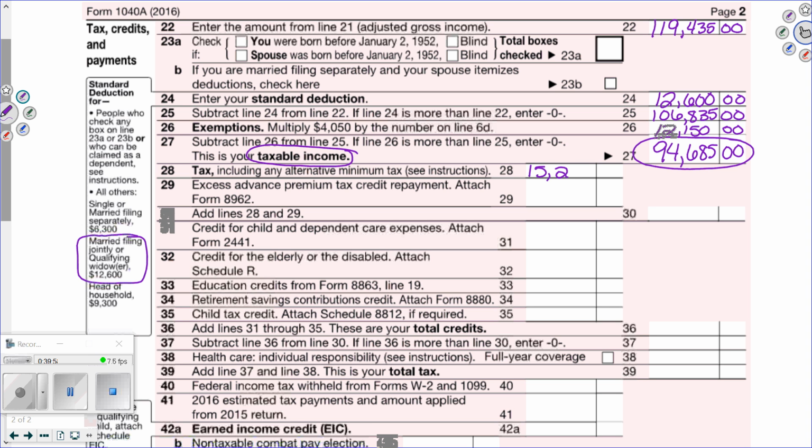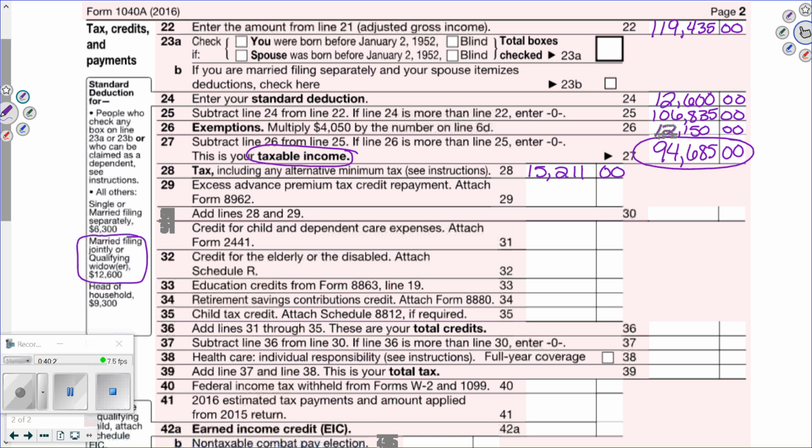$15,211. Okay, so everything we had done up to this point was just figuring out what was taxable income, because you don't get taxed on everything. Then on line 28, when it wants your tax, you have to go to your tax booklet, look up that amount, and find your tax. Okay. Line 29, excess advance premium tax credit repayment. Do you have anything with that?